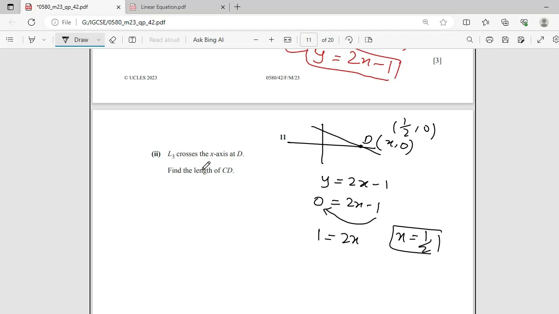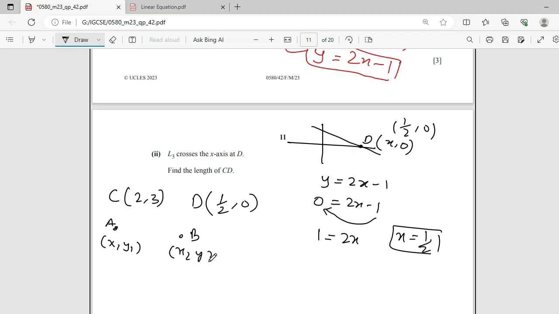Now the question is, find the length of CD. C we already know was given as 2 comma 3, and D we just calculated, which is half comma 0. Now they are asking us to find the length of CD. Suppose A is x1 comma y1, and B is any point x2 comma y2. If they ask us to find the length of AB, then in that scenario we can write the square root of x2 minus x1 whole square plus y2 minus y1 whole square. So if we have both coordinates, then we can find the length of any line.